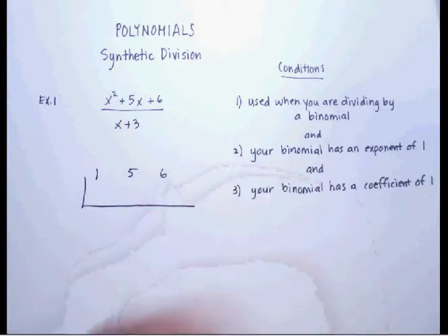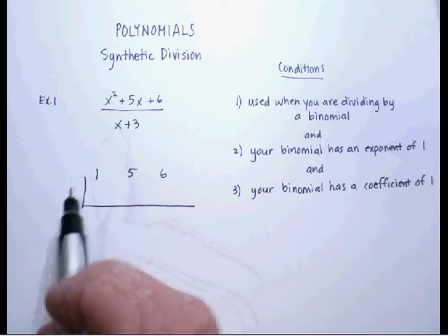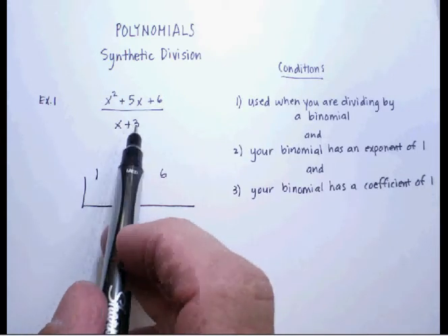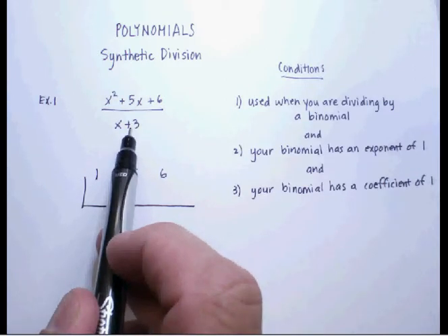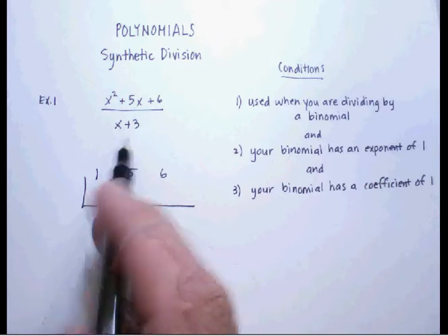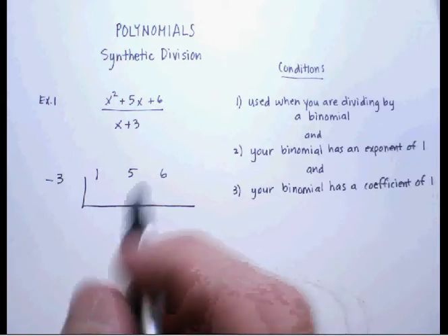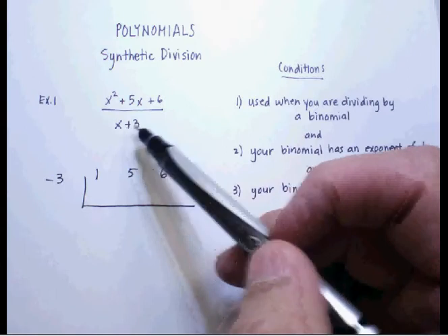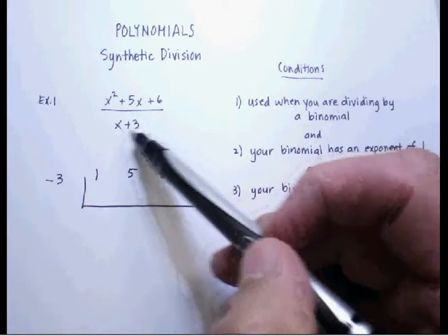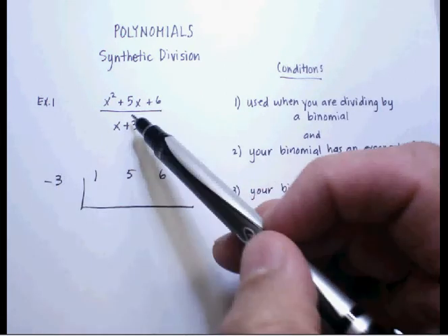The next thing you do is look at the binomial in the denominator. And you'll notice that it's x plus 3. Now what you're going to do is take the opposite of the plus 3. So in this case it'll be minus 3. So you put minus 3 out here. Let's assume, for example, that this binomial had been something like x minus 7. You would take the opposite of the minus 7 and you'd put plus 7 here. So in other words, take the opposite of whatever's in your binomial in the denominator.